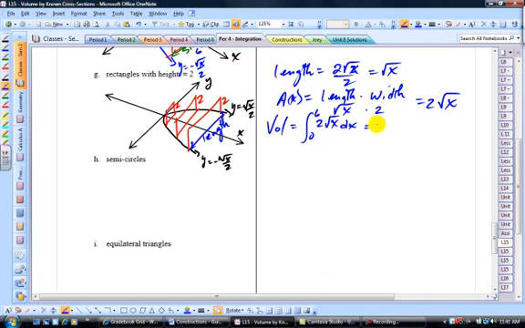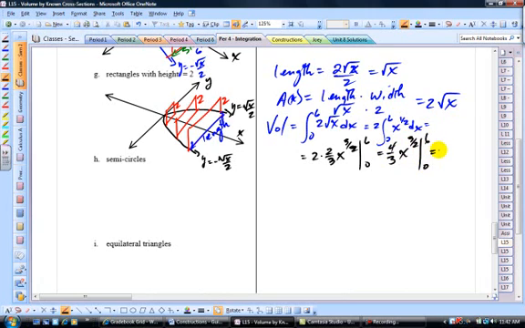Let's check it out here. So I'm just going to rewrite the integral real quick. Take it to the half power. 2 times 2/3 times x to the 3/2, evaluate it from 0 to 6. And that's going to be 4/3 times x to the 3/2 from 0 to 6. So you got to take 4/3 times 6 to the 3/2 power minus 0.